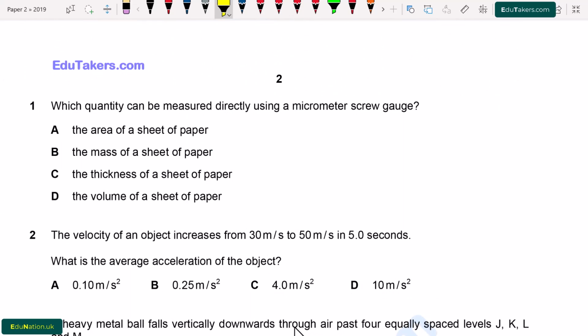Question number 1. Which quantity can be measured directly by using a micrometer screw gauge? Option A, the area of the sheet of paper. B, the mass of the sheet of paper. C, the thickness of the sheet of paper. D, the volume of the sheet of paper. So basically the micrometer screw gauge is used for the measurement of the thickness of a sheet of paper. So option C is correct.